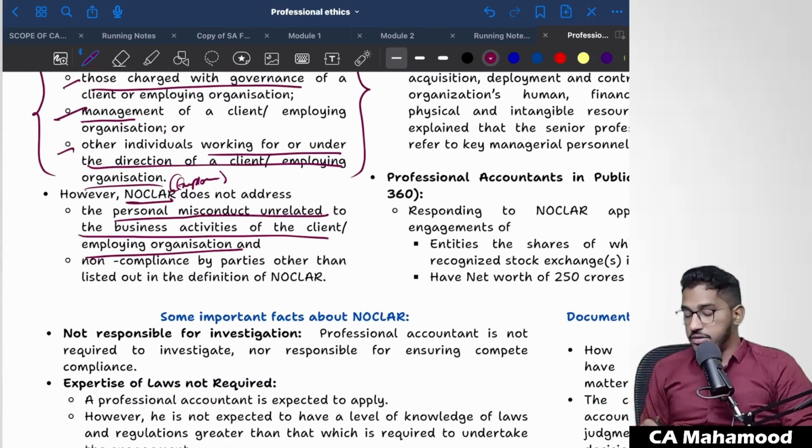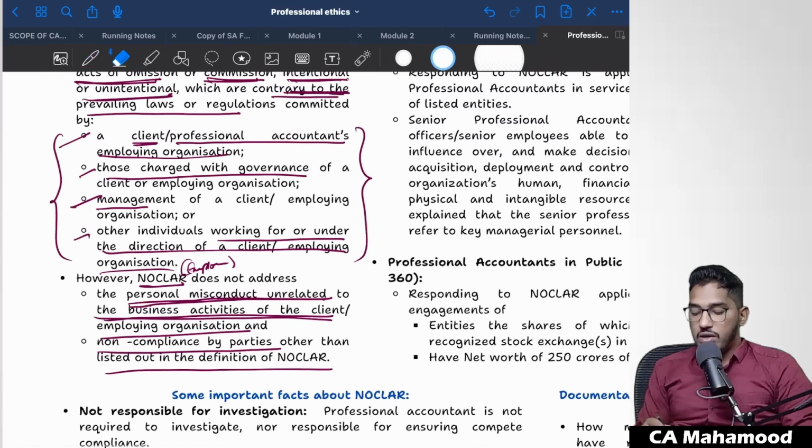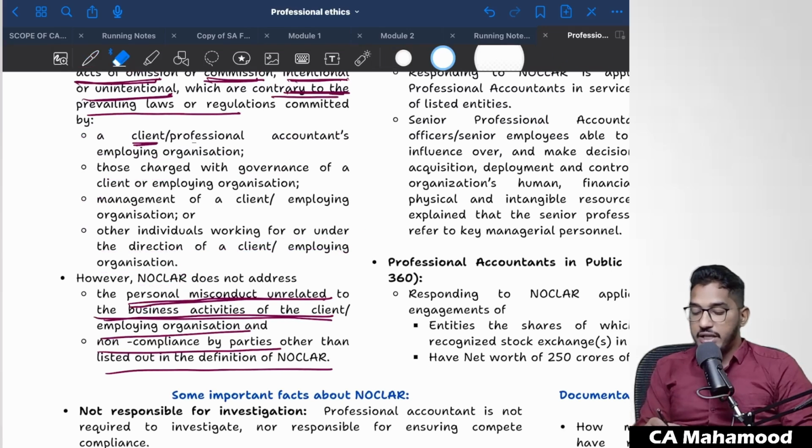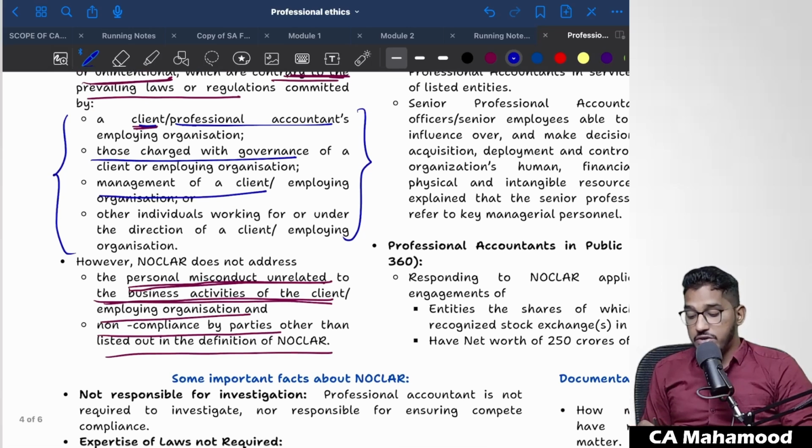So Noclar does not address personal misconduct unrelated to the business activities of the client or employing organization, and non-compliance by parties other than those listed in the definition of Noclar. I should be concerned only about those non-compliances which are committed by these persons. If an act or omission is committed by someone other than these four, I need not worry about it. They are telling non-compliances committed by the client or professional accountant, those charged with governance of the client or employing organization, management of the client or employing organization, and other individuals working for or under the directions of the client or employing organization. If you pay close attention here, the non-compliances committed by third parties on your client company are not getting covered here.